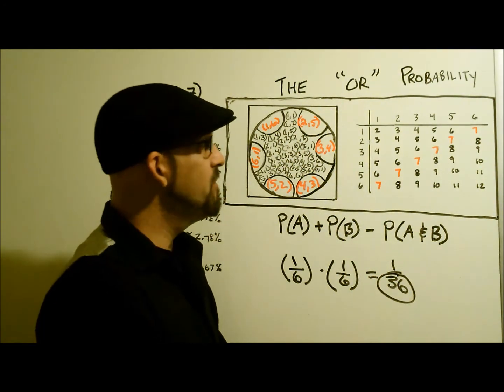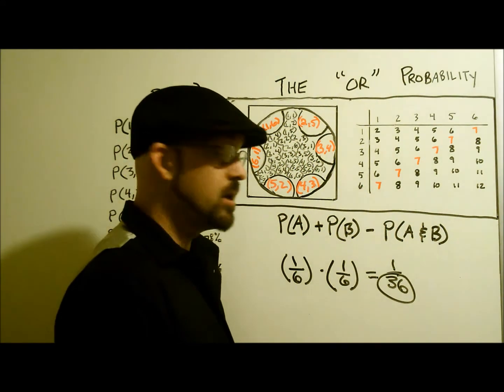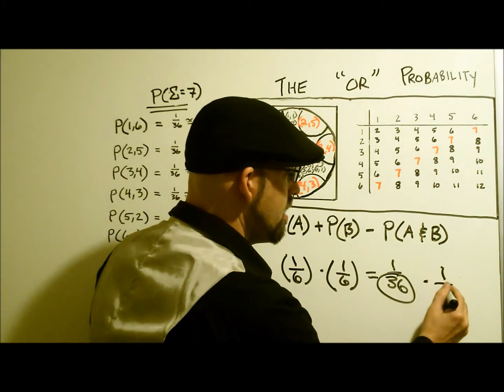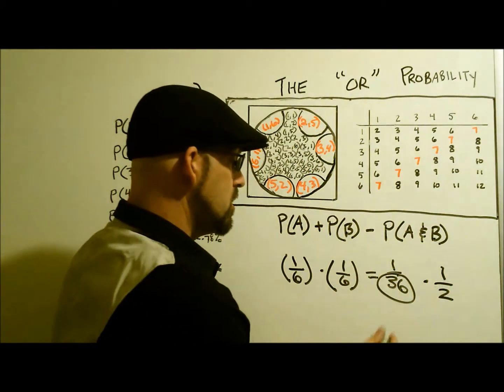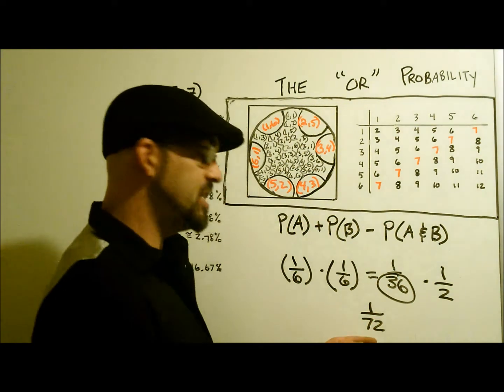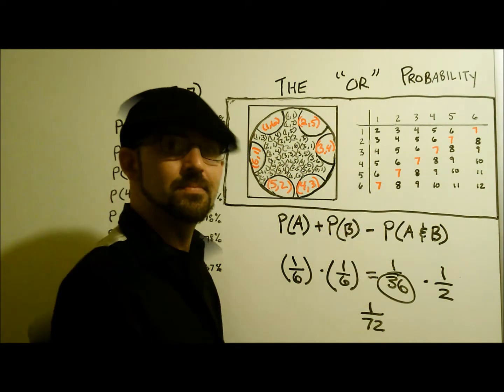Now, what if we are going to also roll 2 dice and flip a coin? Well, then we can multiply that by 1 over 2. So 72 would be that sample size. But let's just stick with what we got.